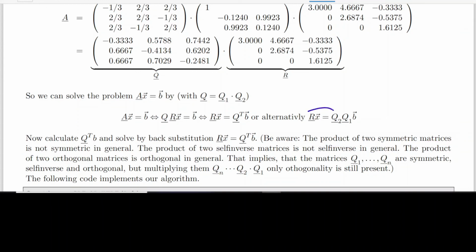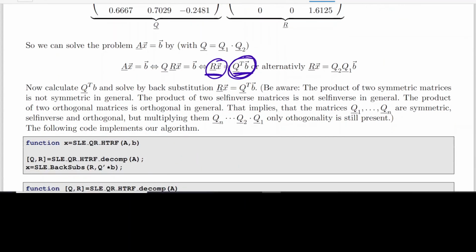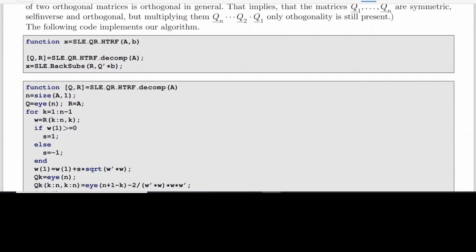Okay, so we have the following. Having a system here, A times x is b, we can reformulate. So A is that product, so multiply by Q transposed, and you get Q transposed times the right hand side, and then on the left you have upper triangular times unknown x, and then you can solve the system very easily by back substitution. Okay, that was a long journey, and now we can code.